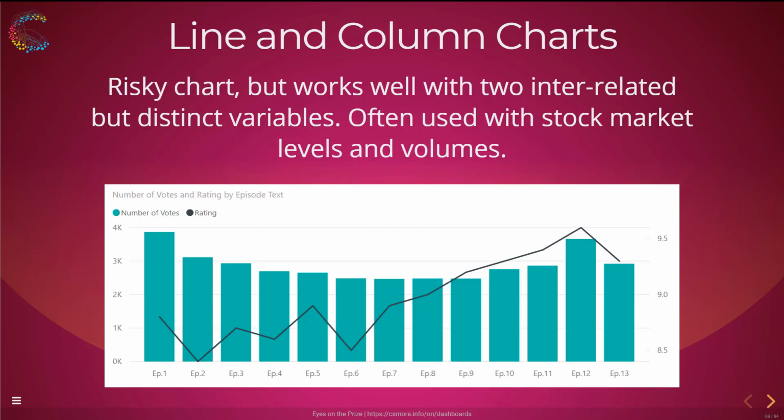Now we can combine line charts and column charts. Sometimes this is risky, but it works well if you have 2 interrelated but distinct variables. Typically, we'll see this with, say, stock market prices and volumes. Here I have Punisher ratings and the number of people who voted on the episode.